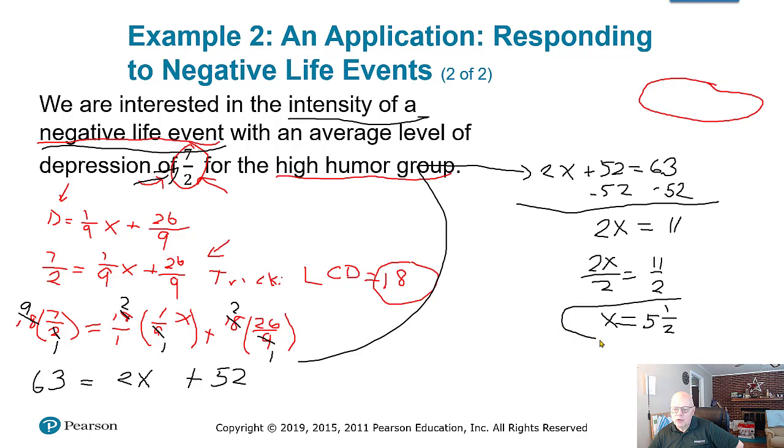So you would want to write this answer as: the intensity of a life event is 5.5. That will cause a depression level on the average of 7 halves for the high humor group. All of that needs to be in there.